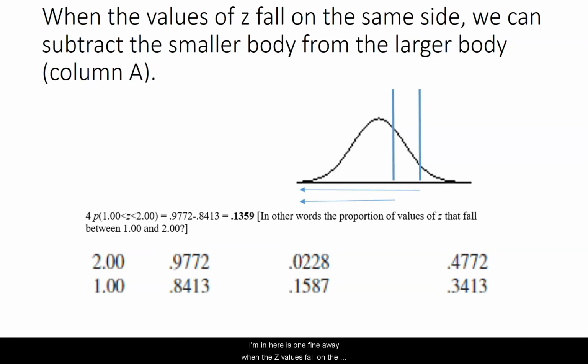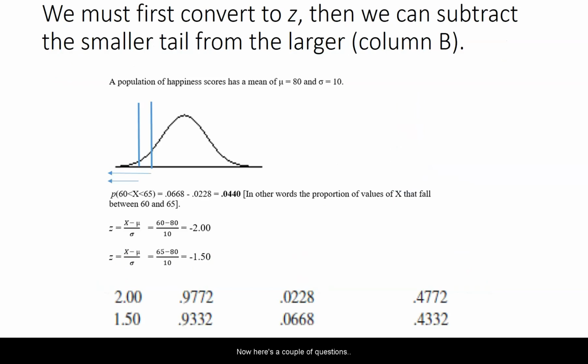And here's one final way. When the z values fall on the same side, we can subtract the smaller body from the larger body, just as we did before. So .9772 minus .8413, again .1359. Comes out the same way, either way. But I'm left with that sliver in the middle. It's really not that bad once you start to conceive of it.